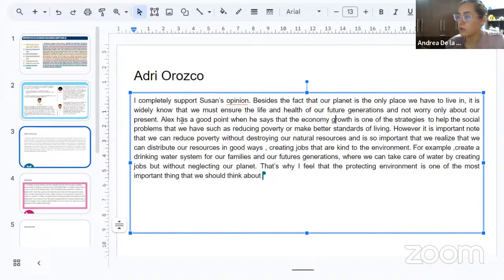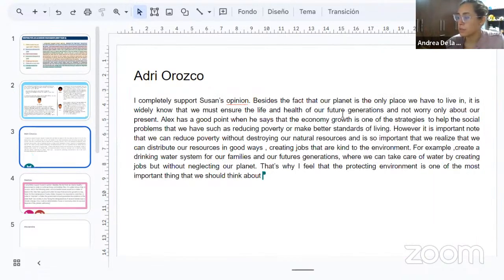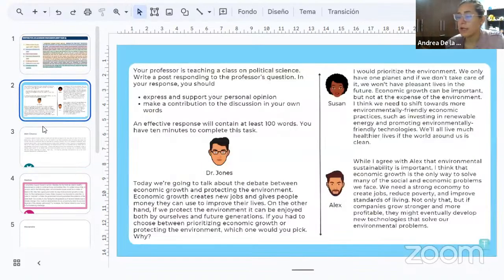Okay, good. I like your reason. And I like the fact that it's not the same as what Susan already said, right? Because Susan said something different. So Susan just said that it's the only planet we have to live in, and that, well, she proposed some solutions, right? So great reason. Now, Alex has a good point when he says that the economy growth, okay, careful with the expression.